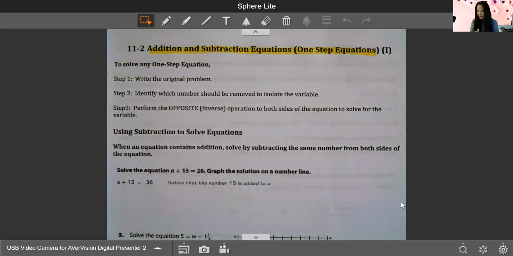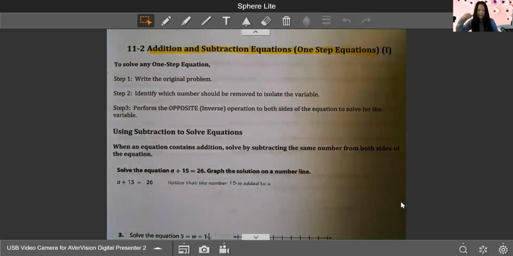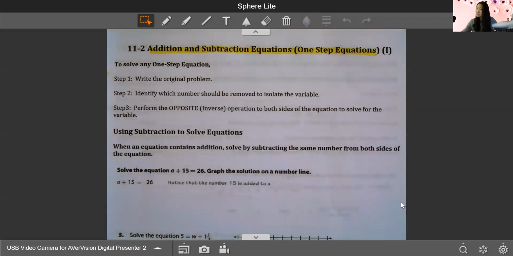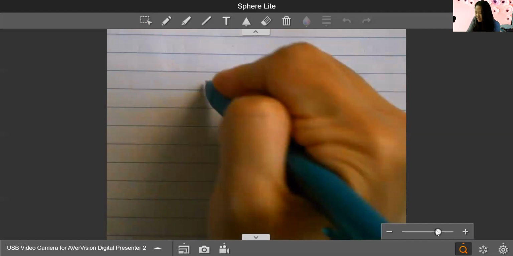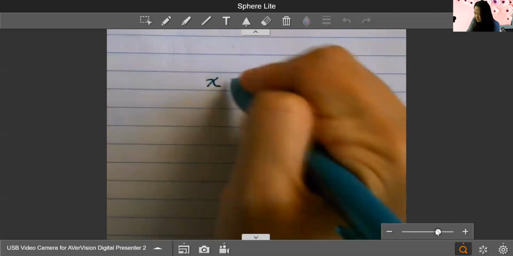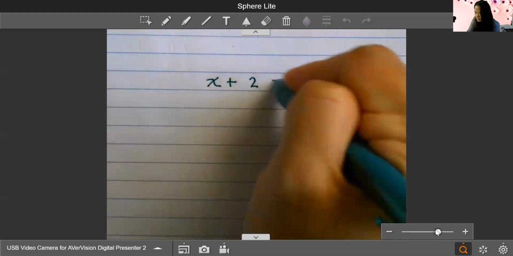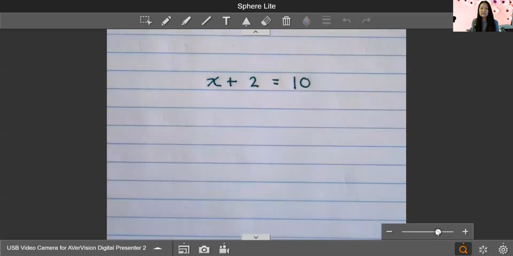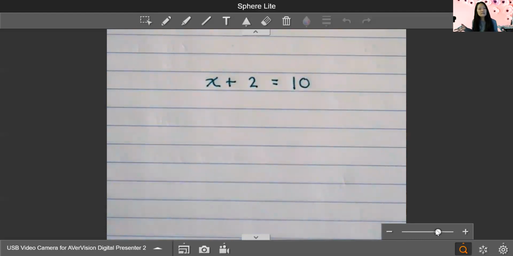The big idea of the lesson is this. Let's say I have an equation x plus 2 is equal to 10, and I ask you, what is the value of x that makes the equation true? Hopefully you all know that the answer is 8.